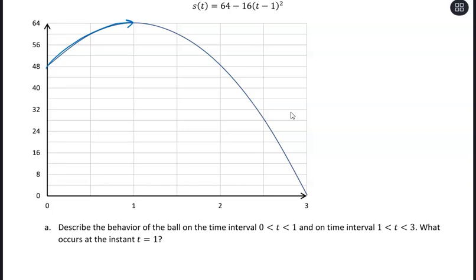So with that interval, I'll just make a note that we expect the ball is going upward. It's increasing in height. And then from 1 to 3, the ball's going downward and basically until it hits the ground.